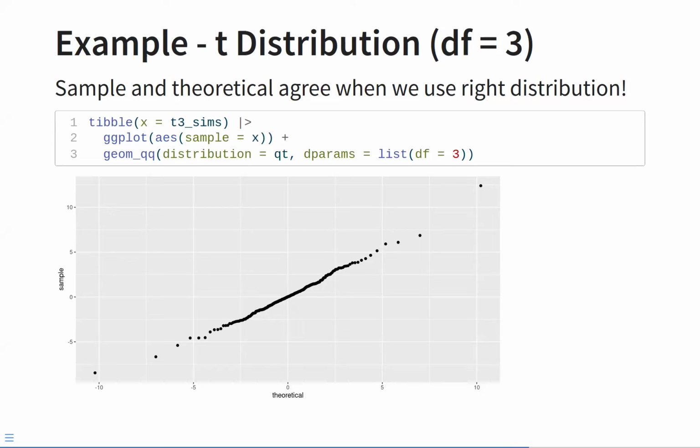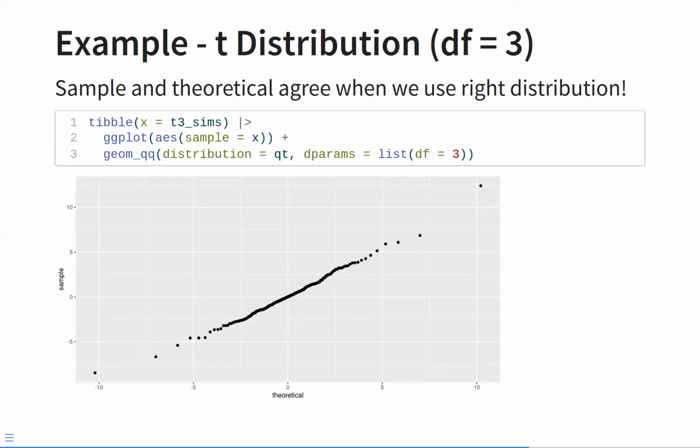Now here's a plot that looks a lot better. What I've done here is I've made a slight change. I've still got exactly the same sample quantiles because I'm using the same random draws as before, these t3 sims. But now I'm specifying a different distribution in the third line of my code block. So here in geom_qq, I say distribution equals qt, which means I'm telling R, hey R, I want you to use the quantile function qt, q stands for quantile, t stands for t distribution, to evaluate the theoretical quantiles.